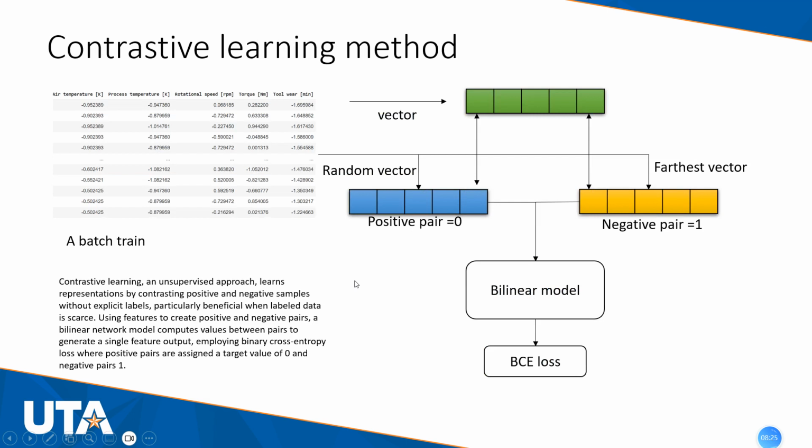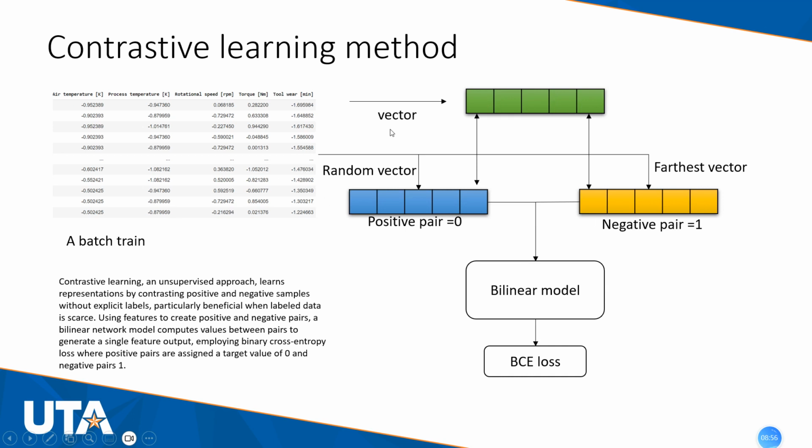After that, we wanted to try unsupervised learning. We don't use the labeled target, which means we don't know whether the machine in the training data is a failure or not. So we use the idea of contrastive learning. In each batch of the training set, we select each vector as our current vector, and we formulate the positive pair and the negative pair.